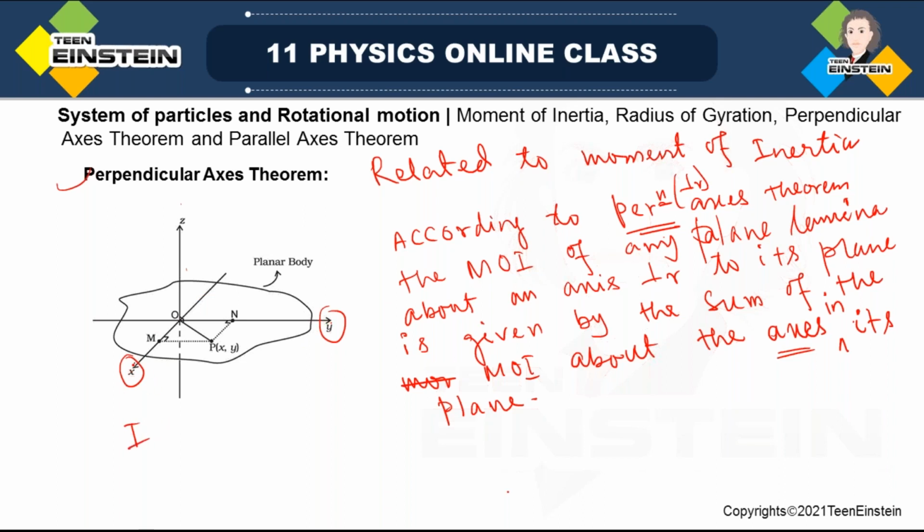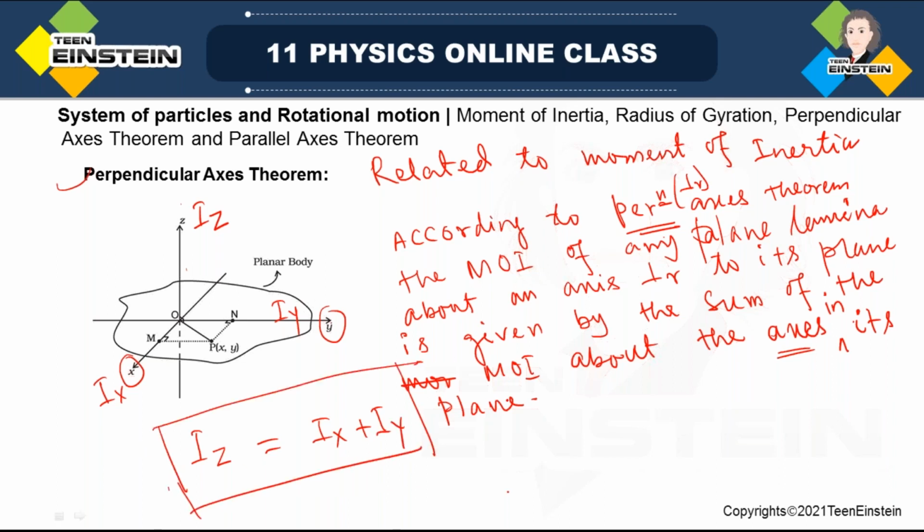If the moment of inertia about the x-axis is Ix, and the moment of inertia about the y-axis is Iy, and the moment of inertia about the z-axis, which is perpendicular to the plane of this lamina, is Iz, then according to this theorem, Iz will be given by Ix plus Iy. So this is the theorem. Now we have to prove it. Let us first learn once again what this theorem is.